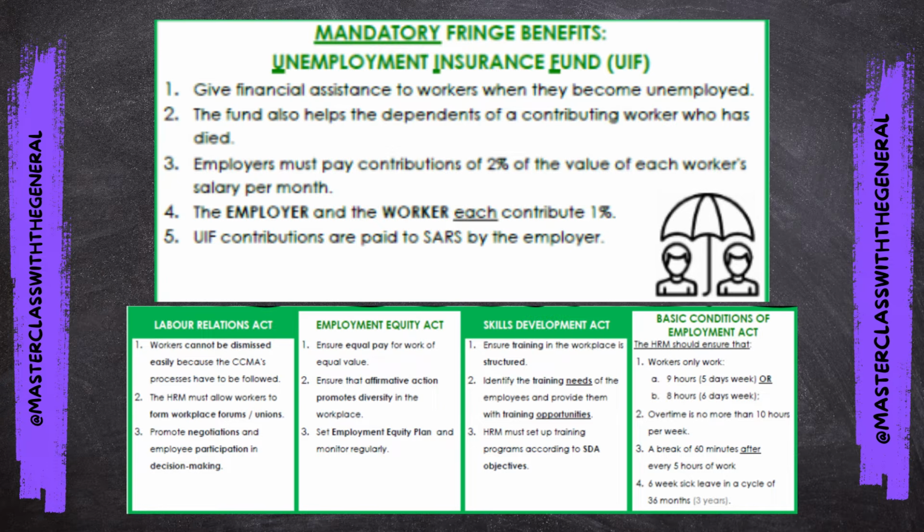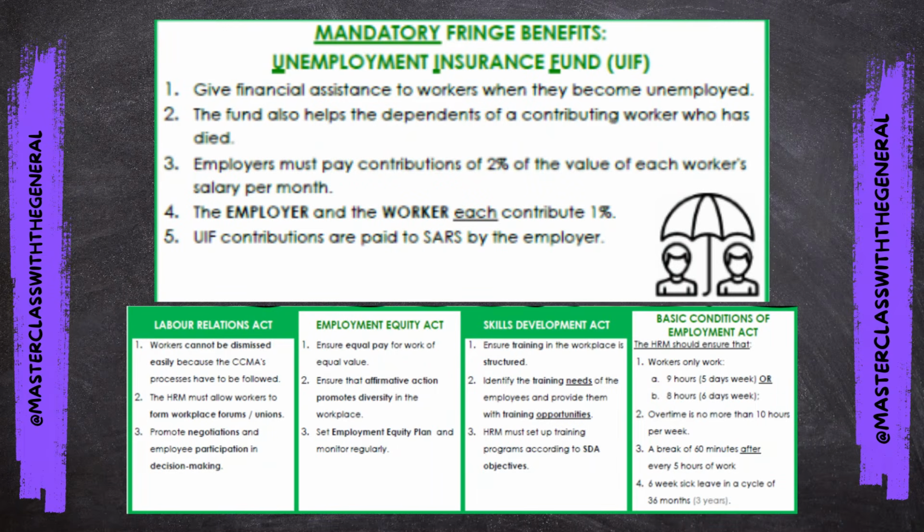Number three, set employment equity plans and monitor them regularly. So they have to have a plan of how they are going to implement their EE goals, their employment equity targets, and monitor them regularly. This is what they have to do to ensure they comply with the EEA. We move on to the third one, the Skills Development Act. What must the business do to comply?